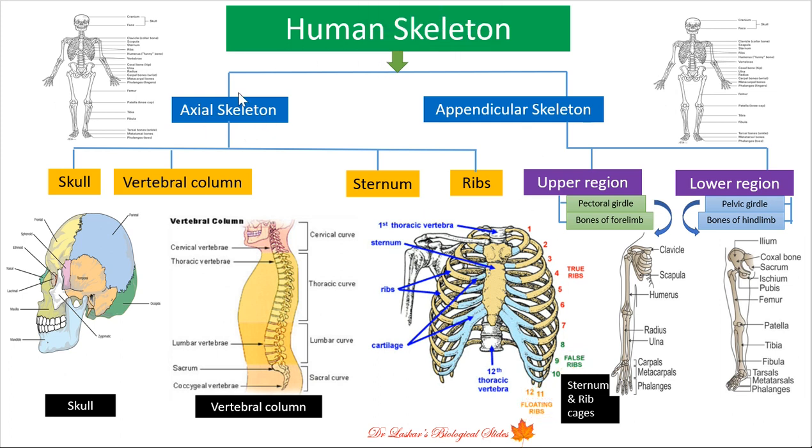So this is one part of the human skeleton. This is one division of the human skeleton, and that is the axial skeleton, which mainly consists of skull, vertebral column, sternum and ribs.